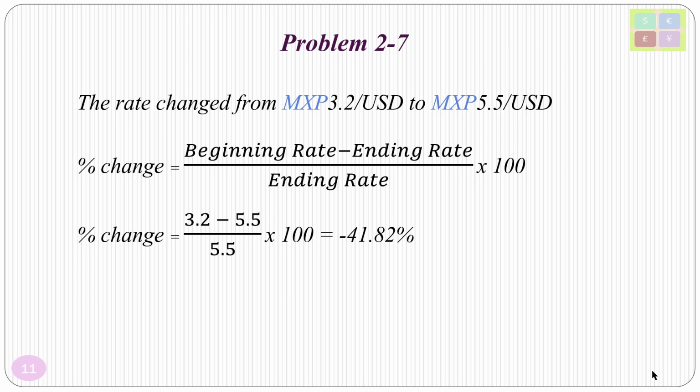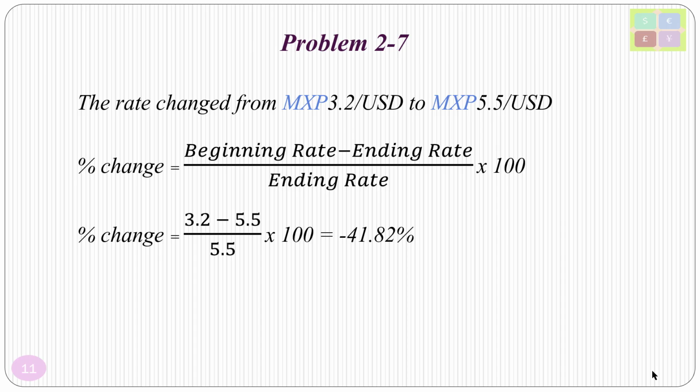We have percentage change equals (3.2 minus 5.5) divided by 5.5 times 100. And that comes to negative 41.82%. Remember earlier we said this was devaluation. That means the value of the peso was declining. And here you have a negative number, so it confirms our theory earlier that this was a decline in the currency.